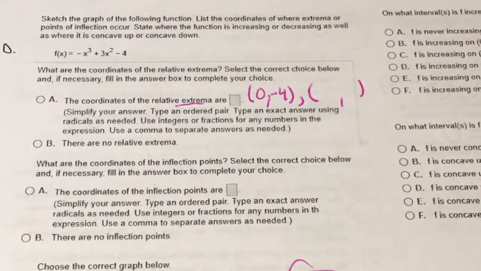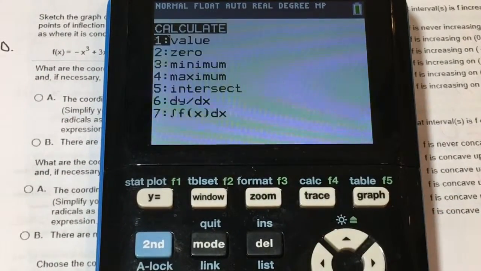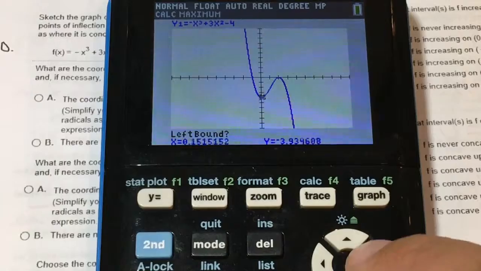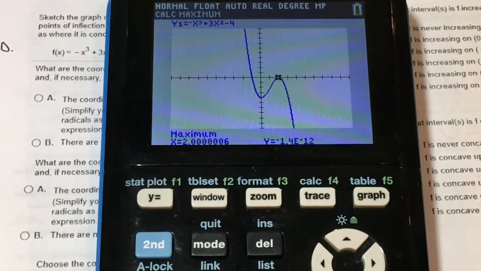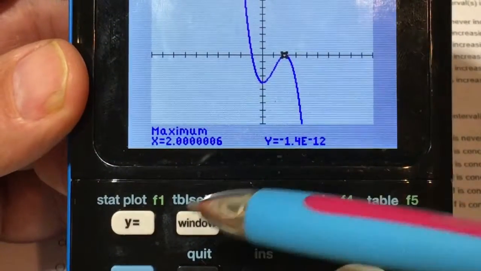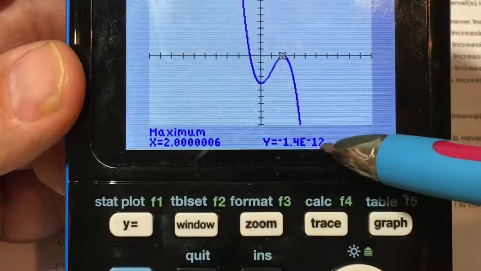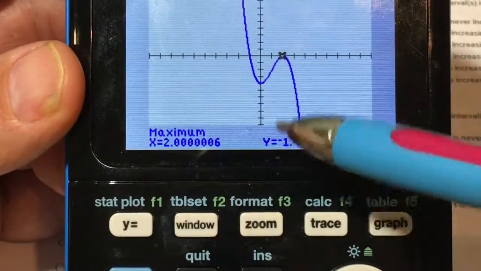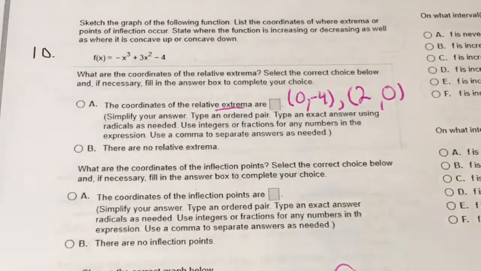Now I want my maximum value. So I'm going to hit second calc, scroll down to maximum. I'm going to get to the left side of that maximum. Then I'm going to get to the right side, the right bound of that maximum. I'm going to hit enter again, and that maximum is going to be located at 2. So this represents 2. We ignore that long string of decimals to the 6. And again, this is -1 times 10 to the e, which means times 10 to the -12. So that's going to be 2, 0. So those are my relative extrema, a min and a max.